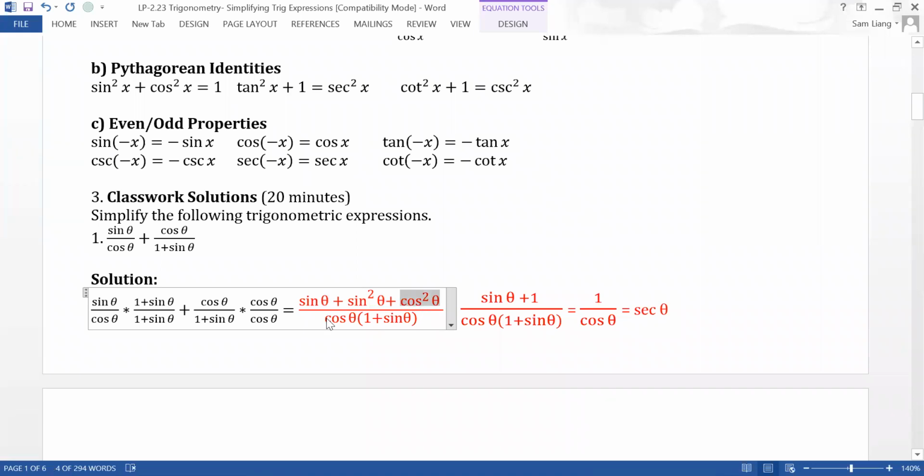And then we have the common denominator, right? Now at this point, you know that sine squared theta plus cosine squared theta is 1. So it's sine theta plus 1 divided by cosine theta times 1 plus sine theta. At this point, you can divide out these terms, because if you imagine this in parentheses, sine theta plus 1 divided by 1 plus sine theta, those are the same quantities, just with the order switched in the numerator. You get 1 over cosine theta, and we know that to be secant theta. So secant theta is our final answer.